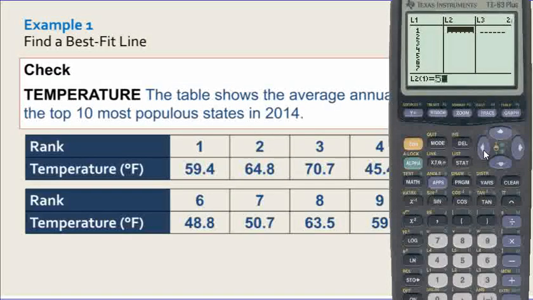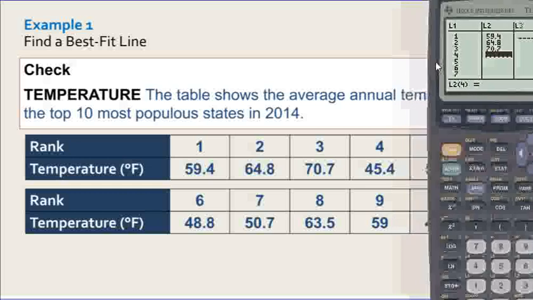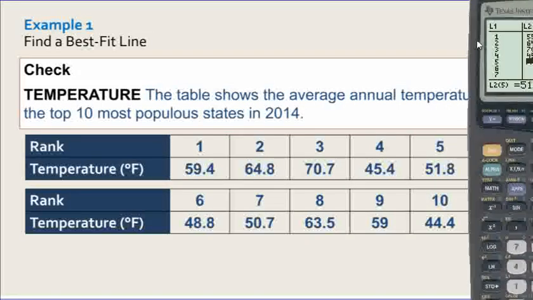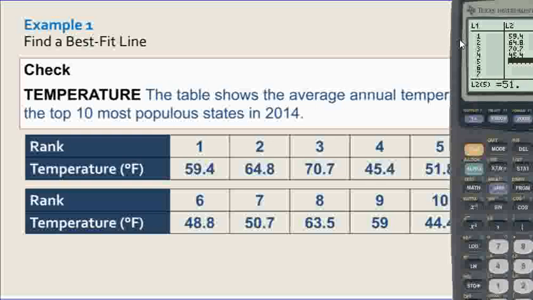Go over, we've got 59.4, 64.8, 70.7. We got 45.4 and 51.8. The next, for 6, we got 48.8, 50.7, 63.5, 59, 44.4.